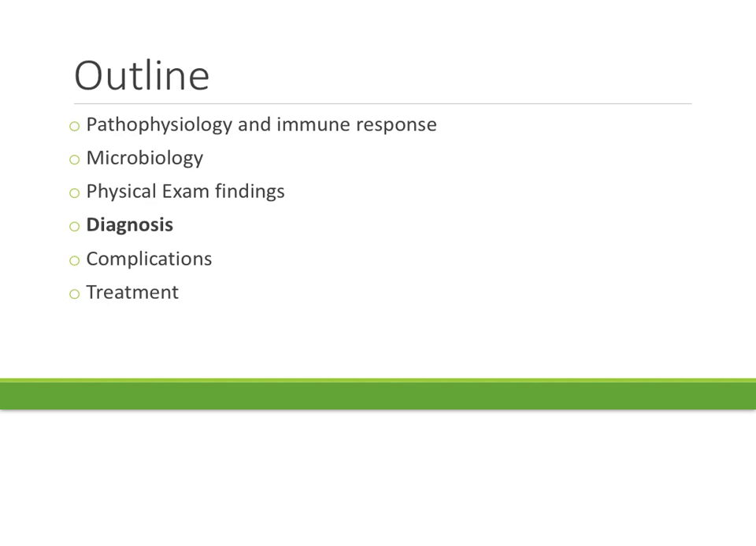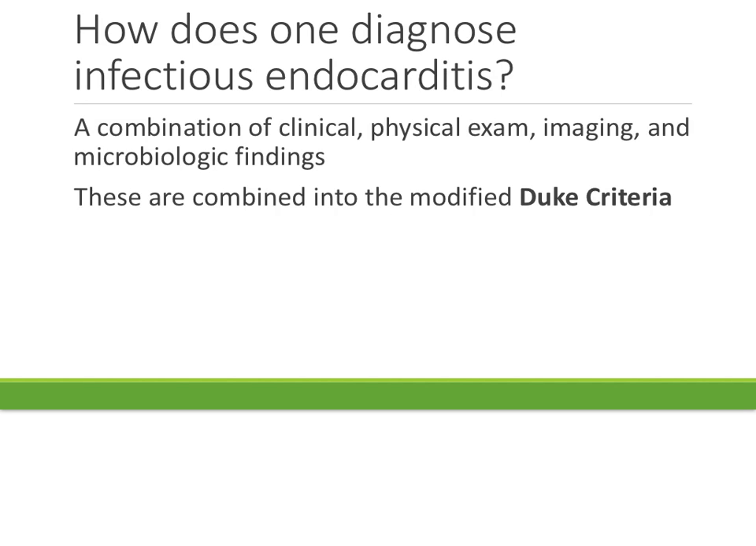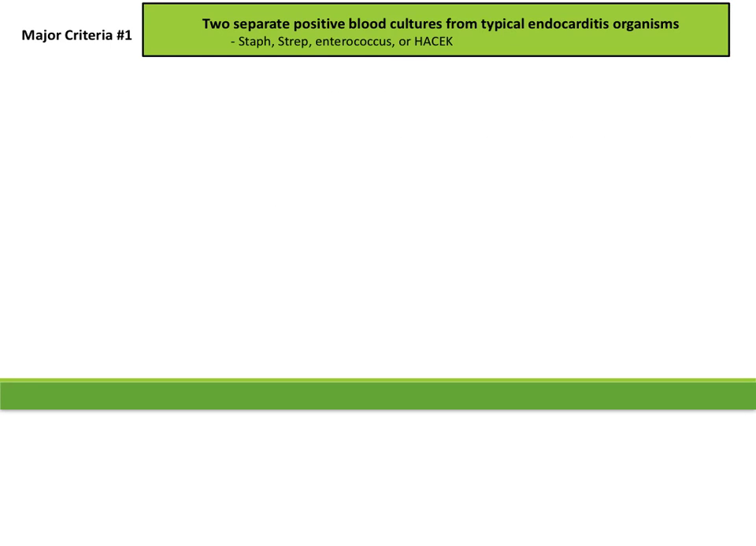Great, we got through physical exam findings. Let's move on to how we actually diagnose endocarditis. We basically take everything we've talked about, the clinical, physical exam, imaging, and microbiologic findings, and put them together to see if a patient does or doesn't have endocarditis. These are combined into the modified Duke criteria, which are going to give us an objective way to make the diagnosis. The modified Duke criteria have 2 major and 5 minor points.